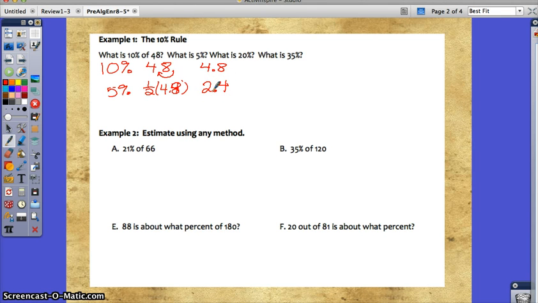What is 20%? Well, once you have 10% and 5%, you can really get a lot of the other percentages. To get 20%, I would just take 2 times 10%, right? So what's 2 times 4.8? With the 10% rule, you're really working from the 10% mainly, and then you may need a 5% on top of that. 2 times the 0.8 is going to be 1.6, carry the 1. 2 times the 4 is 8, plus the 1 is 9. So 9.6.